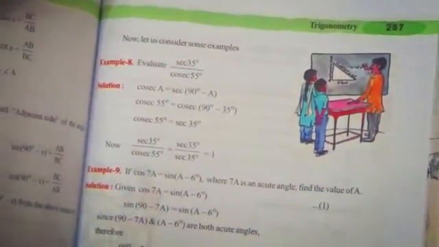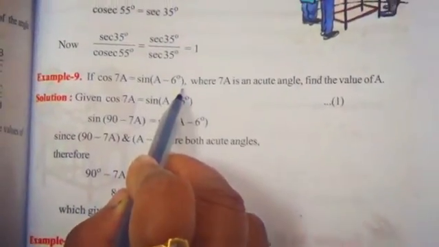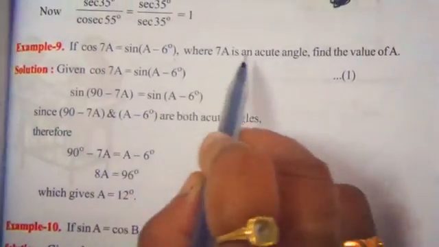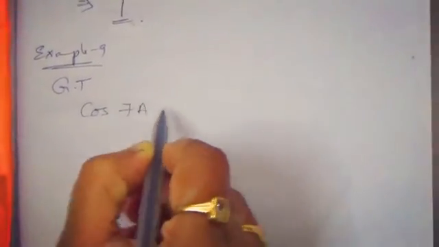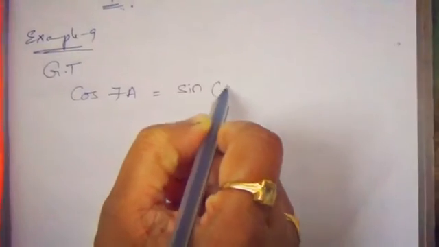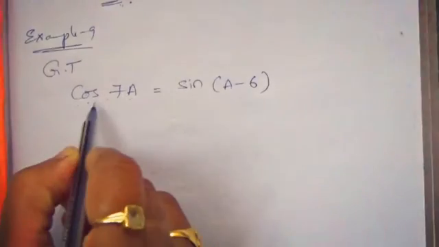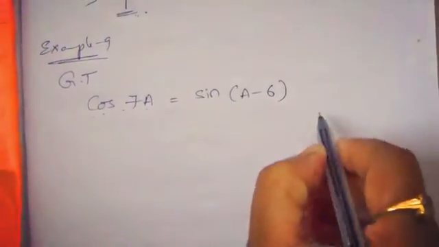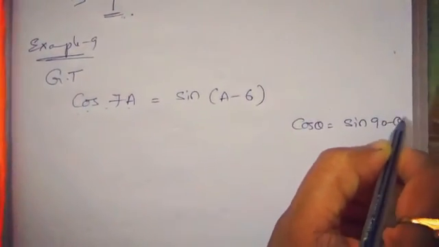Then example 9. Look here, if cos 7A is equal to sin of A minus 6, where 7A is an acute angle, find the value of A. We have to find out this value of A. Given that cos 7A is equal to sin of A minus 6. Look here, cos theta. We just assume that it is cos theta. Cos theta is equal to sin 90 minus theta.